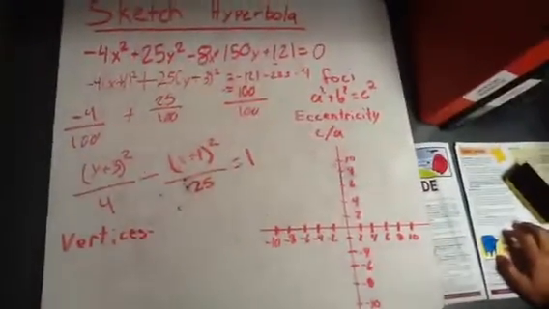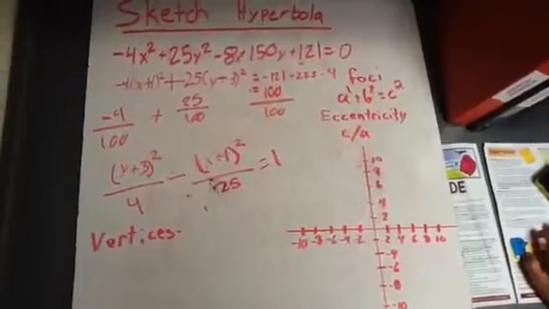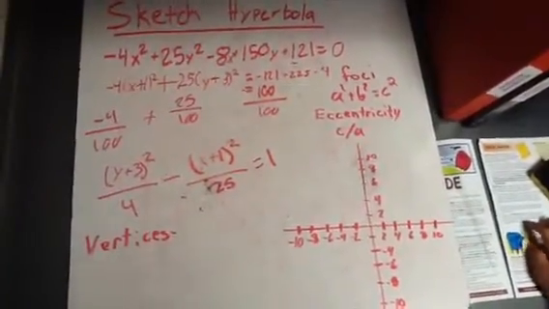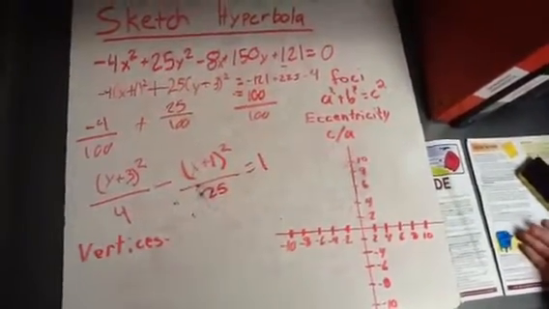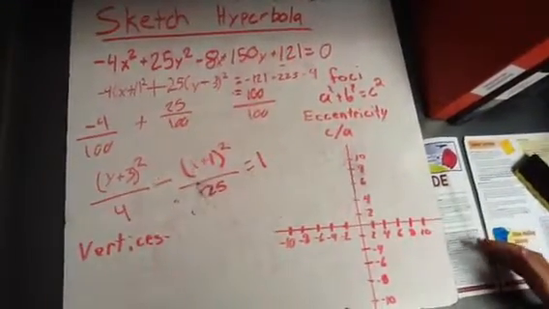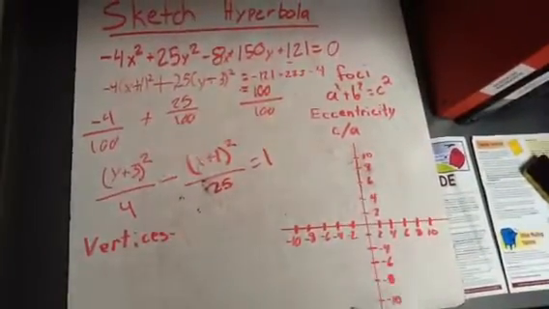We are given the equation negative 4x squared plus 25y squared minus 8x plus 150y plus 121 is equal to 0. So first we have to make this into standard form. First we can complete the square using our x values and our y values that are given in our equation, and the constants will be moved over to the right side.